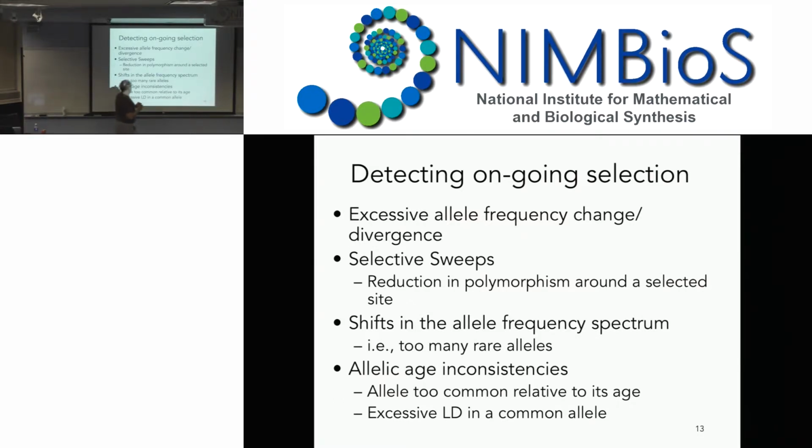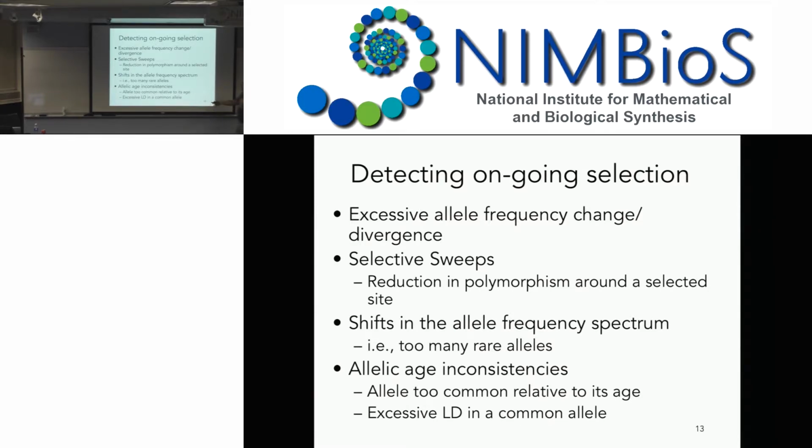Number two is I could look for selective sweeps, a reduction in polymorphism. The thing is I need to have an outgroup to make sure that that reduction isn't due simply to the mutation rate. I could look for shifts in the allele frequency spectrum, for example, too many rare alleles or too many high frequency derived alleles.